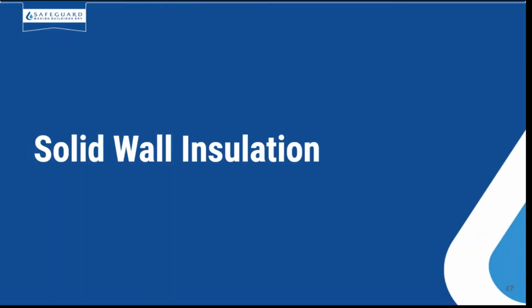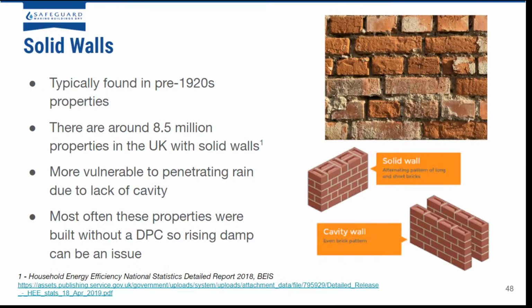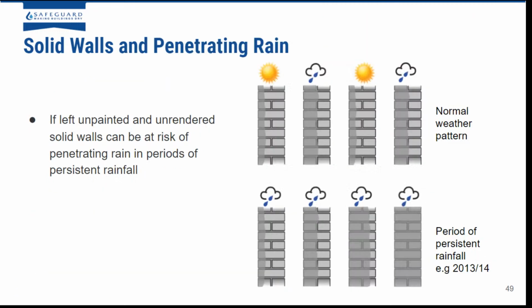Okay, so now I'm going to talk about solid walls. So these are typically found in pre-1920s properties. There's around 8.5 million properties in the UK with solid walls, and they're much more vulnerable to penetrating rain due to lack of a cavity. So most often also these properties were built without a DPC, so rising damp can be an issue.